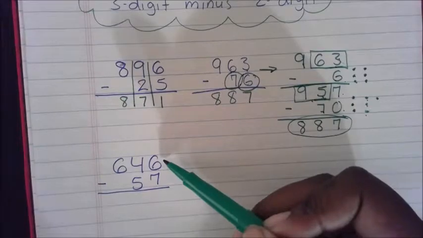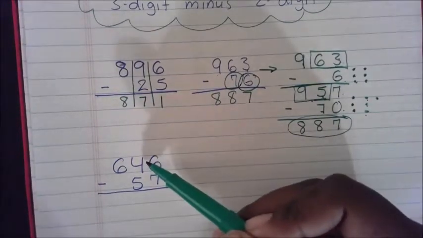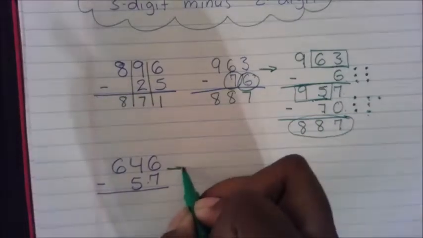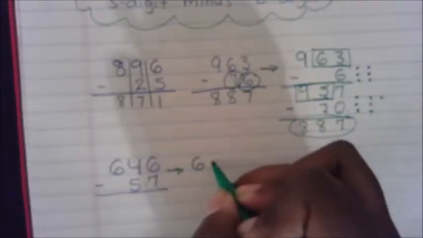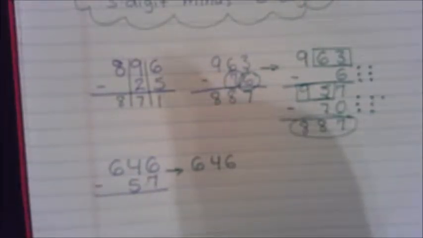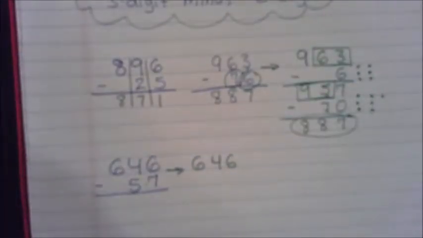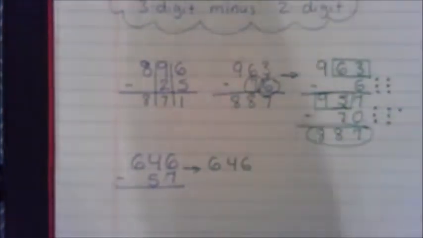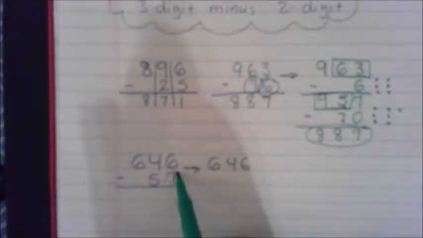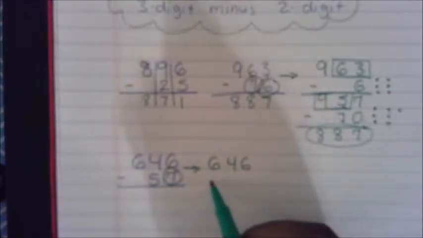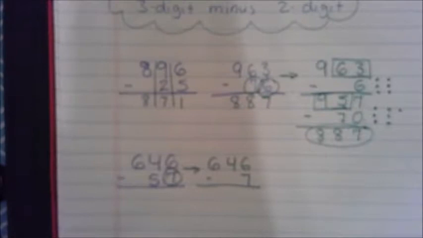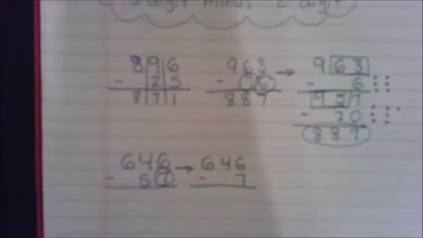I see here that 6 isn't enough to take 7, 4 isn't enough to take 5, so I know that I'm going to have to do some work. So I'm going to rewrite this problem as 646 because I keep the top number, and I'm going to work at taking away, starting the place value in the ones place, and in the ones place I see the digit 7. So I'm going to subtract 7, making sure my ones are still lined up in the ones place.